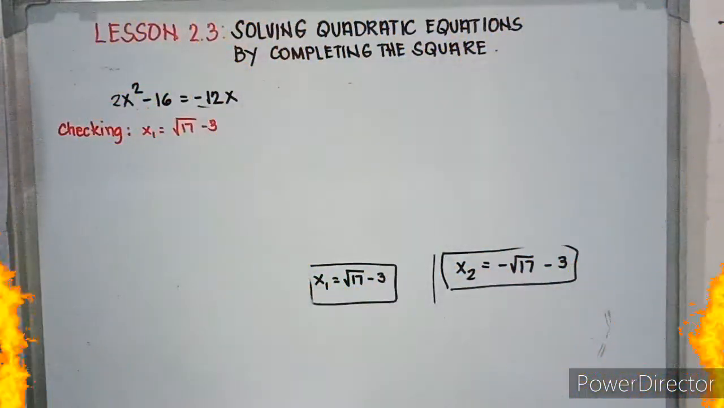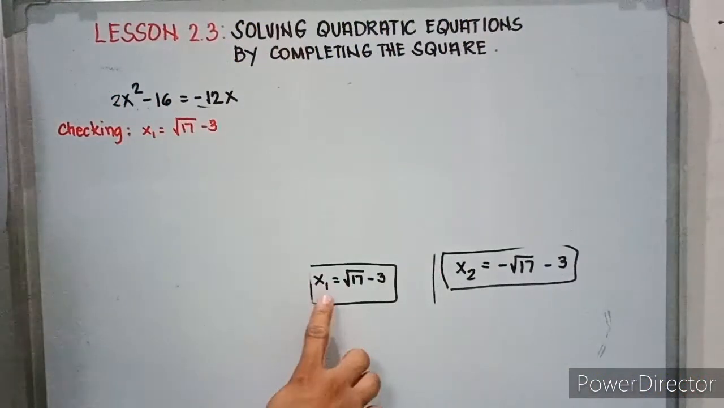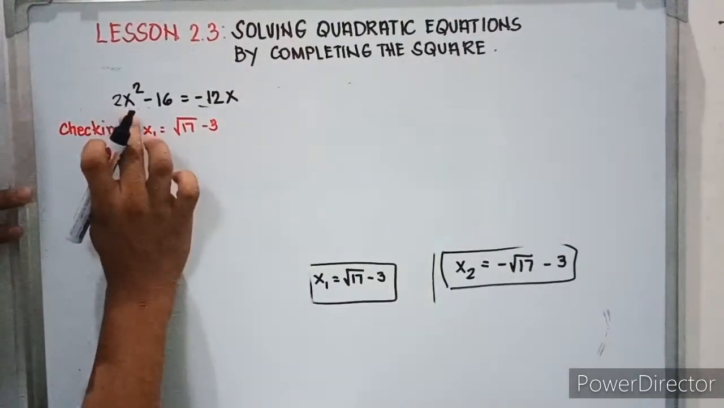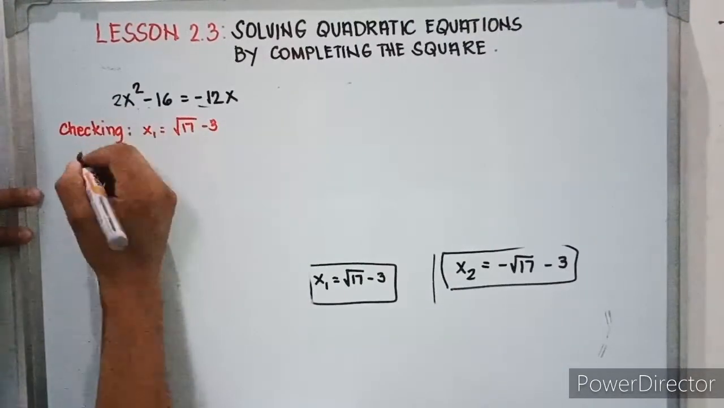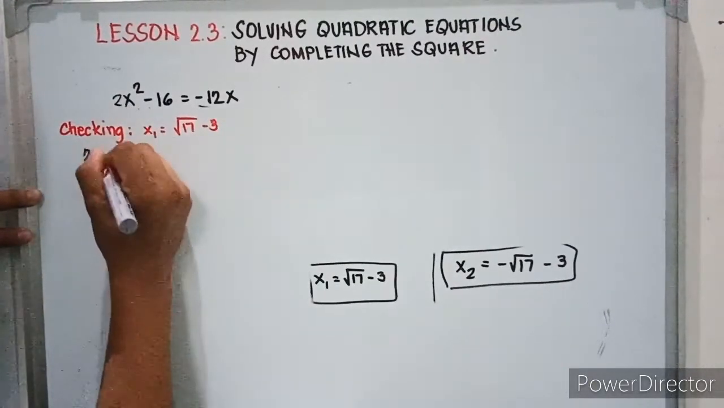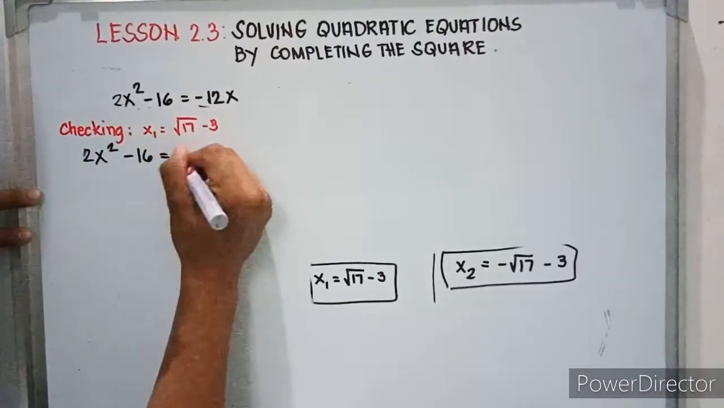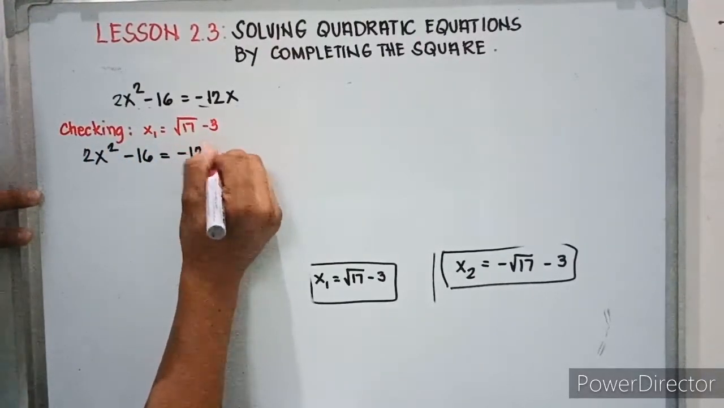For our checking, we have x sub 1 equals square root of 17 minus 3, and x sub 2 equals negative square root of 17 minus 3. So, paano mag-check kung ganito ang ating nakuhang roots or solution? Again, we are going to use the given equation, which is 2x squared minus 16 equals negative 12x.